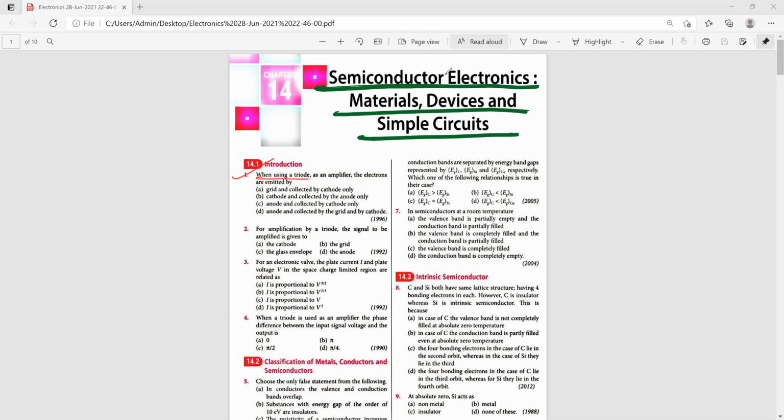when using a triode as an amplifier, the electrons are emitted by. They have given four options: grid and collected by cathode only, cathode and collected by anode only, anode and collected by cathode only, anode and collected by the grid and by cathode. So four options they have given. Among the four options, the right answer is this one.